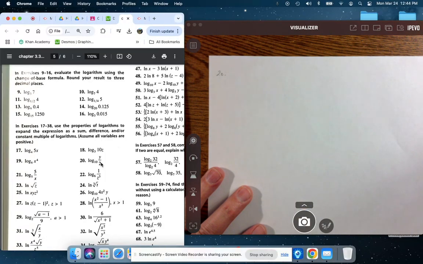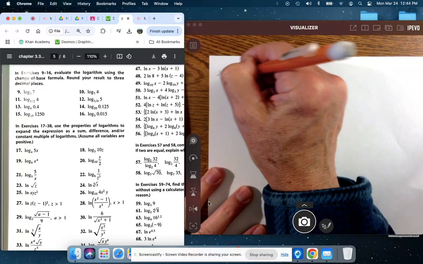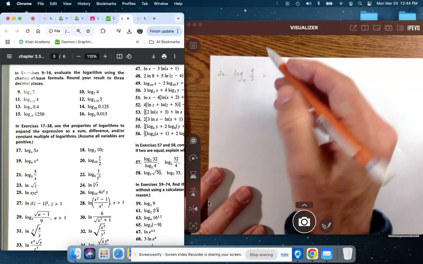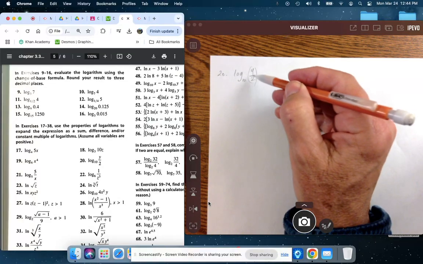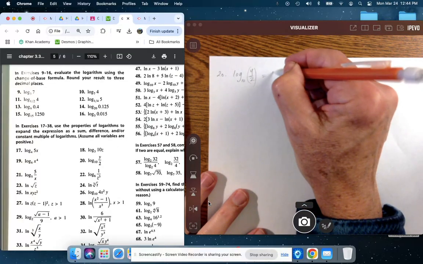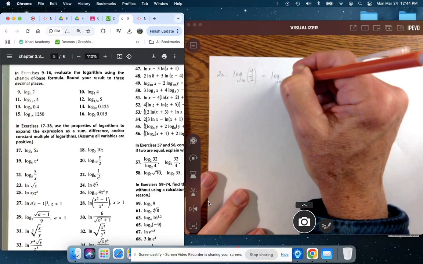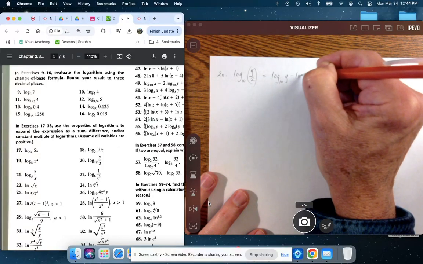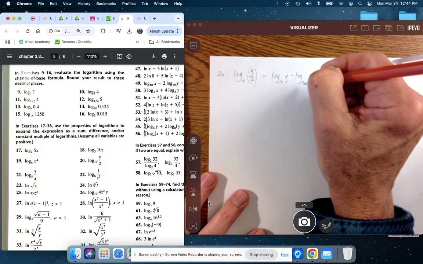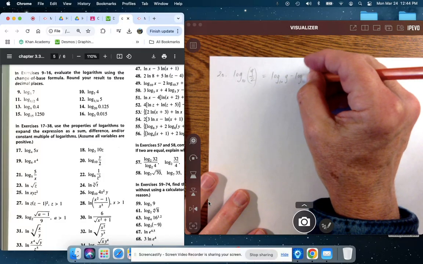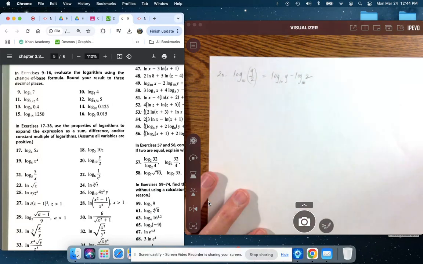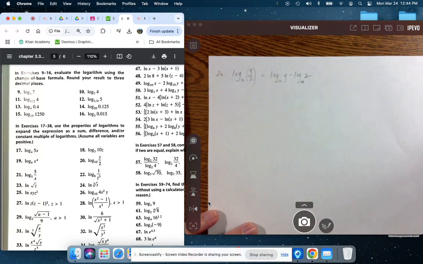Problem 20 is log base 10 of y over 2. Okay, so since that's division, I'll just change that to subtraction of two different logs, log base 10 of y minus log base 10 of 2. Oops, got that mixed up. Base 10 of 2. And that should be it for that.